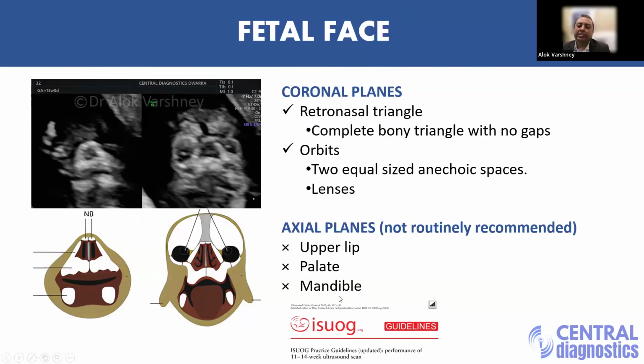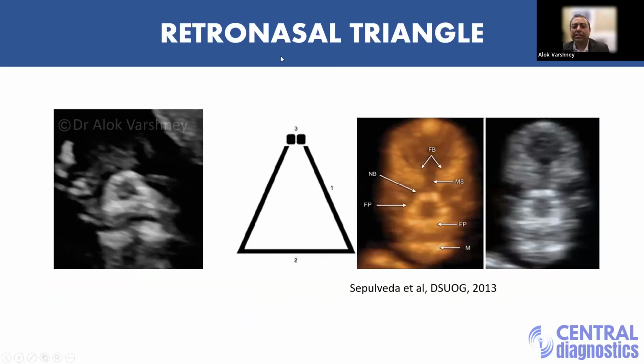Again, we do not take axial planes of the palate or the mandible when we are doing an NT scan. So we have to do these coronal sections, the retronasal triangle and the orbits. So that's the retronasal triangle. This is formed by the frontal process of the maxilla on both sides, the nasal bones at the apex, and this is the alveolar process of the maxilla. So this should form a continuous triangle.